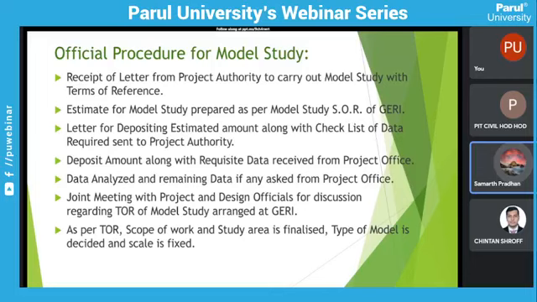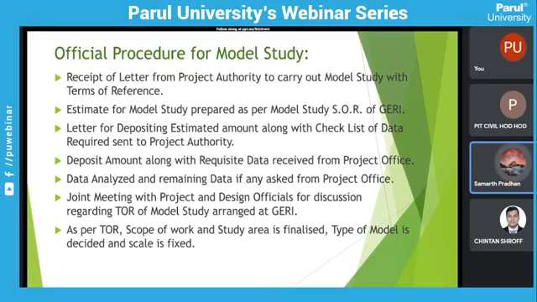Then we are preparing the estimate as per the model study SOR. You might be knowing what SOR is, the schedule of rates that we prepare at GERI. On that basis we are charging the amount, and we give this estimated amount to them. They deposit the amount, and we also give one checklist: what type of data is required for the model study? This is the most important thing. Without proper data, we cannot reproduce the model. So that data is required.